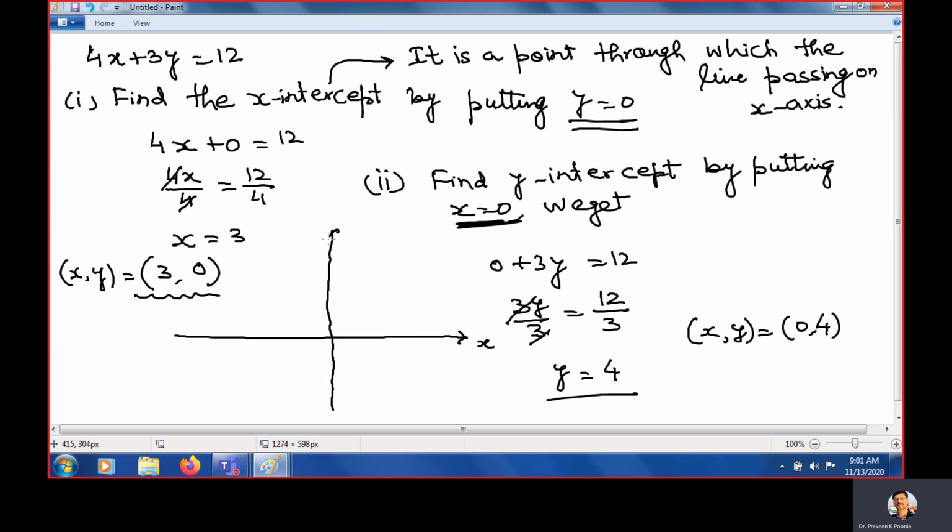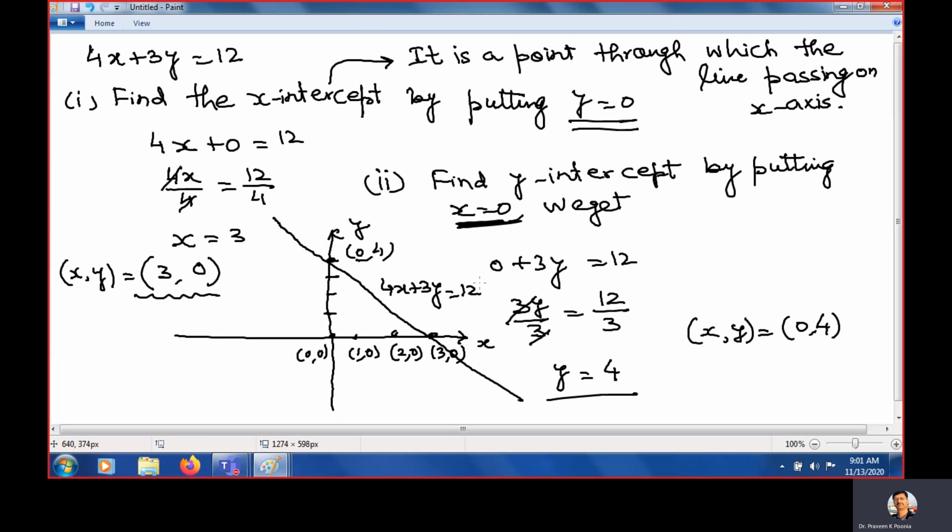This is the x-axis. This is the y-axis. So this point is (0, 0). This point is (1, 0), because on the x-axis y is 0. This is (3, 0), like this one. Clear? It is 1, 2, 3, 4. 4 means this is (0, 4), because on the y-axis x is always 0. Clear? Now (3, 0) is this point and (0, 4) is this point. Now join these 2 points. So this line, this is the line 4x + 3y = 12.